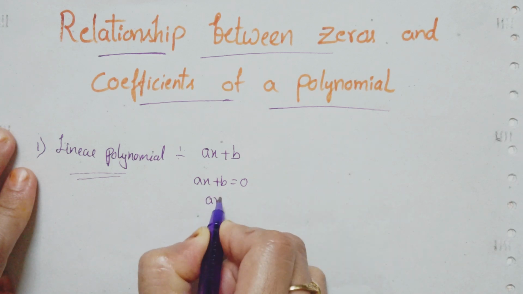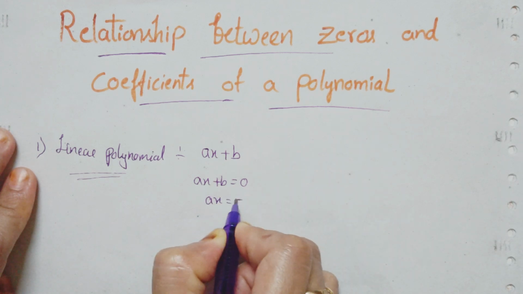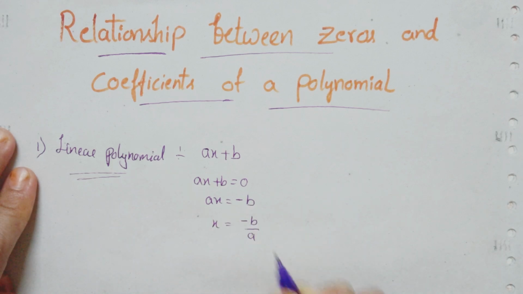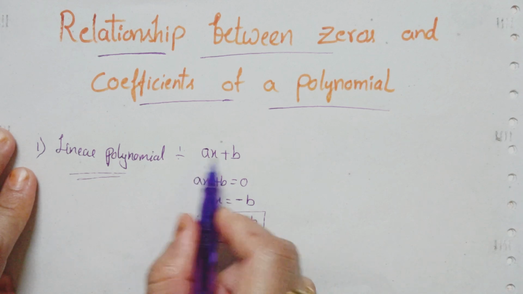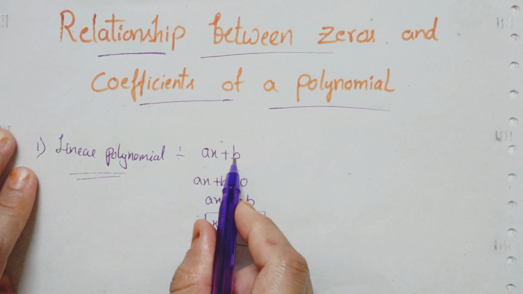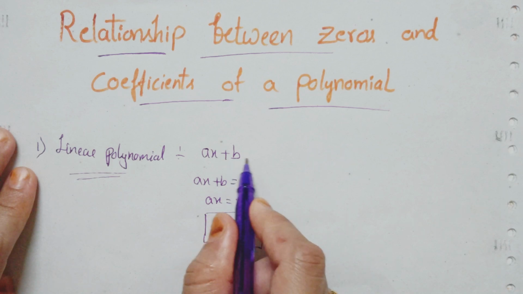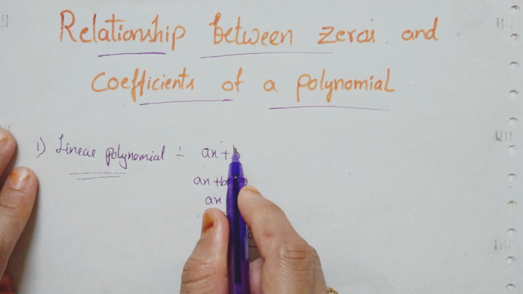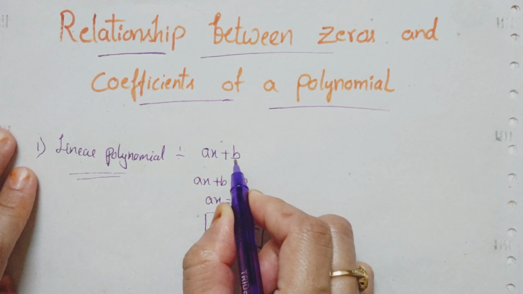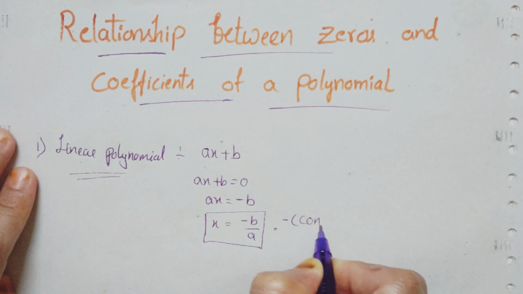Now ax equals, I am sending this b to the other side, then it takes a minus sign, minus b. So x equals minus b by a. So I got the x value as minus b by a. This minus b by a is the zero of this linear polynomial. What do you mean by b? Here b is a single term. It does not have any variable, so this is treated as a constant. Here the minus sign is there, so in the place of b I can say this is the constant value.